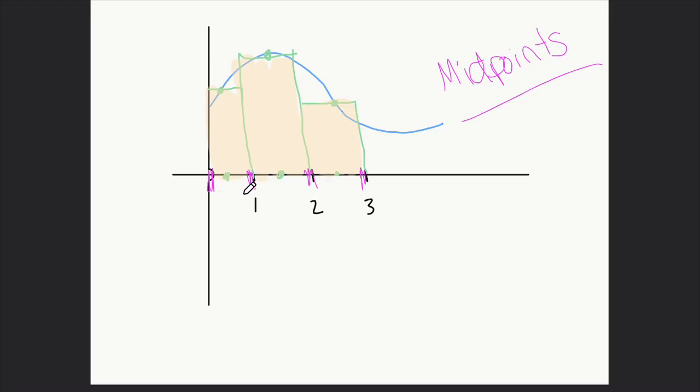But anyway, so here I would take the middle of 0 and 1, which would just be 1/2. So this height here would be given by f of 1/2. I would take the middle of 1 and 2, which is 1.5 or 3 over 2. So this is f of 3 over 2 for that height. And then again, I would take it here, which would be 5 over 2 or 2.5, which would give me this height. So that would be f of 5 over 2.